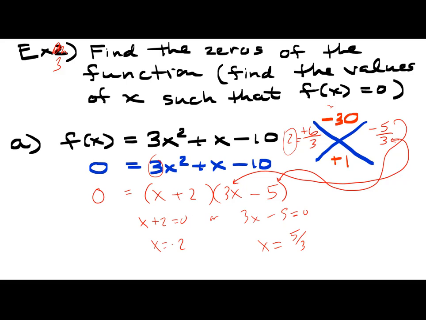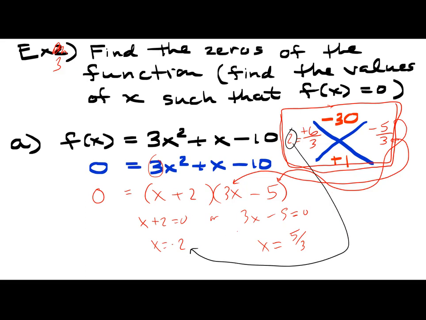Anybody see an even faster shortcut here? I'm thinking even from the box itself. Yeah, go ahead, Jaden. You take the two numbers that we took to multiply, negative 30 and x from 1, and you just take the opposite. Yeah, it's just the opposite of those numbers. So look at this. If I got a 2 here, I'm going to get a negative 2 there. A negative 5/3 gets me a positive 5/3 at the end. So once we do our box, we could actually just be done.